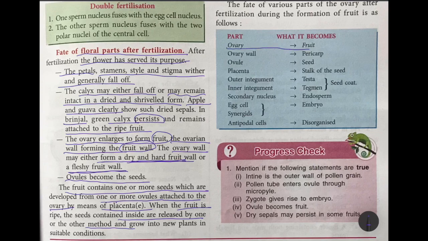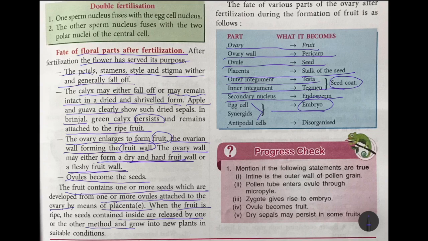Ovary turns into the fruit, ovary wall turns into the pericarp or the fruit wall, ovule turns into the seed, placenta becomes the stalk of the seed, outer integument becomes the testa, inner integument becomes the tegmen, which is the seed coat. We'll be learning about it in the next chapter. Then the secondary nucleus becomes the endosperm, the egg cell and the synergids become the embryo, and the antipodal cells become disorganized, disintegrate, and then just disappear.